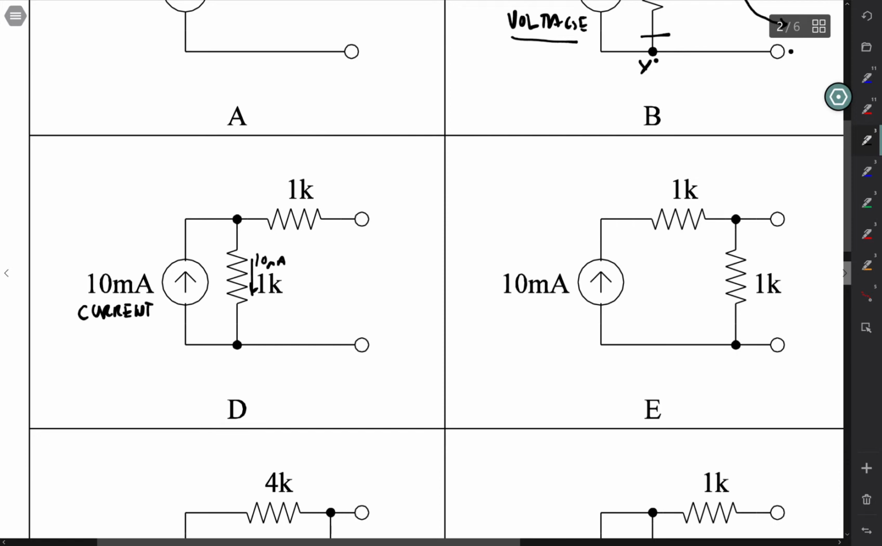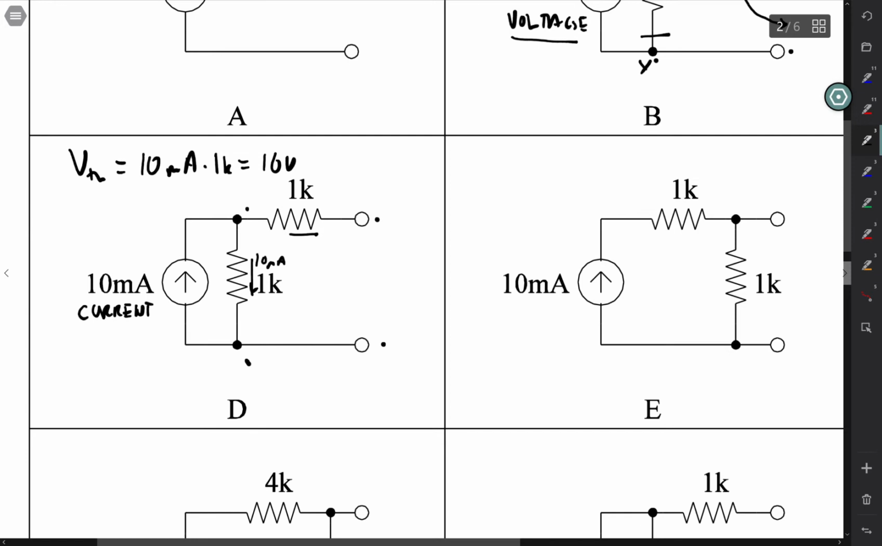And so that means the voltage that is seen between this point and this point is the same as the voltage between this point and this point because there is no current in this resistor here. And therefore the Thevenin voltage is given by 10 milliamps times 1K, or 10 volts.